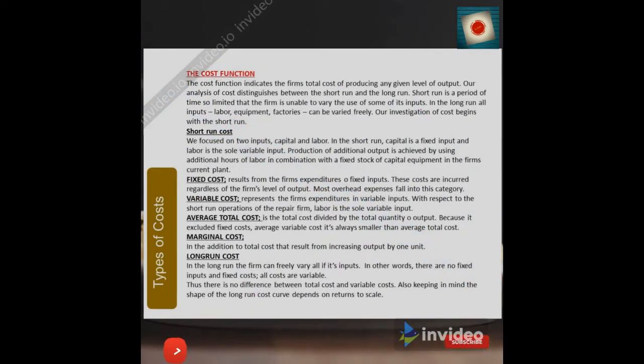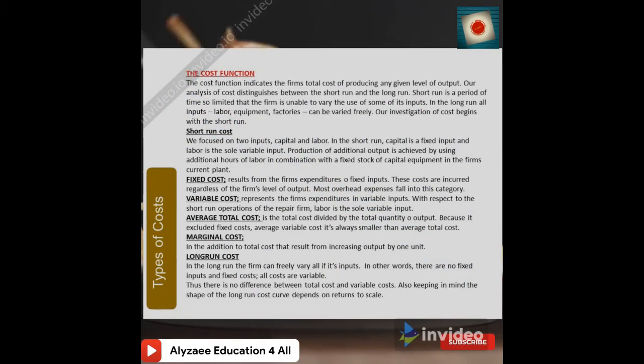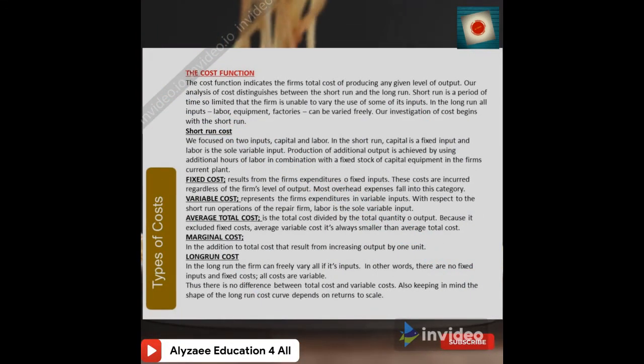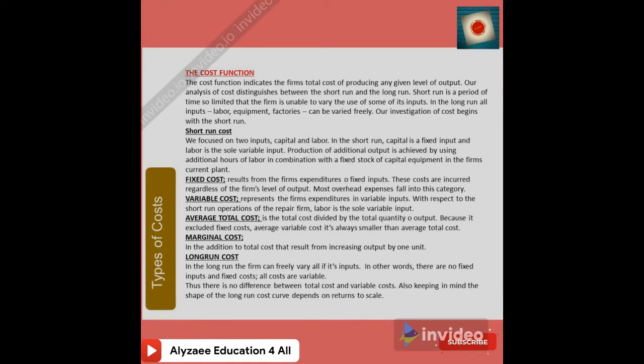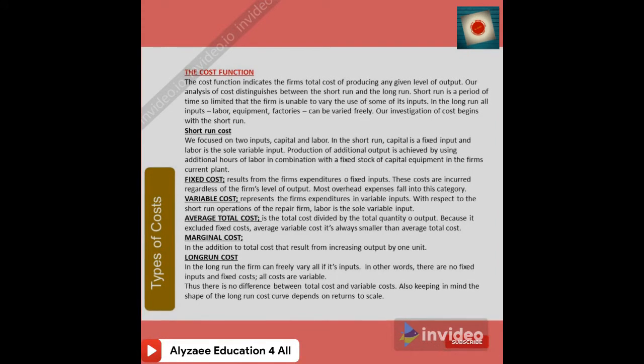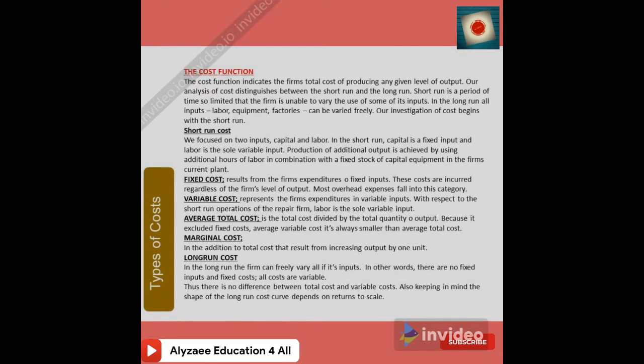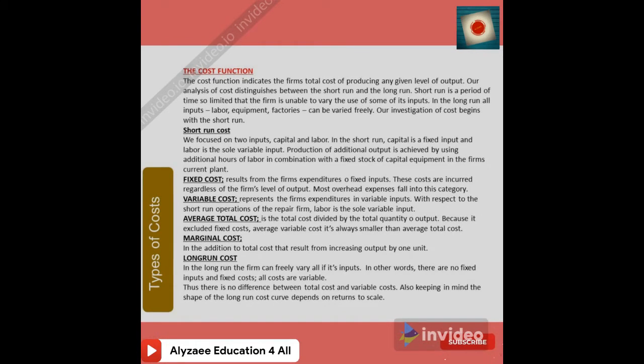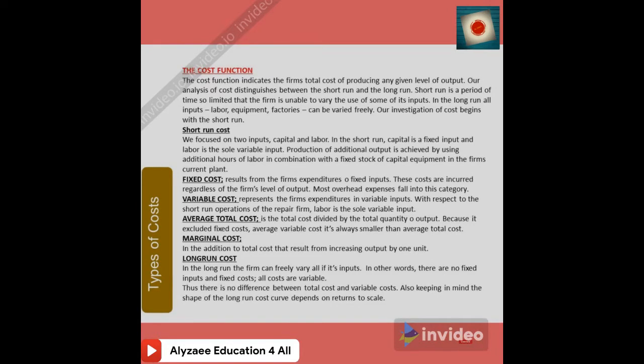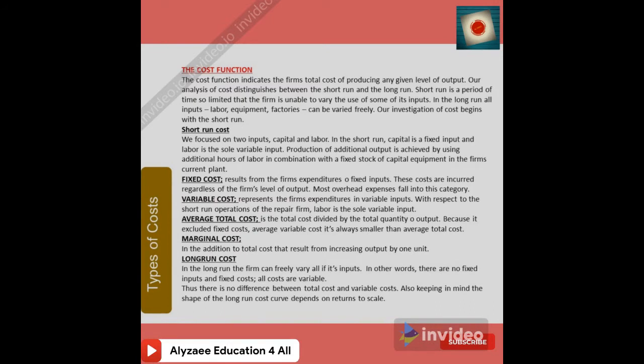Cost function. The cost function indicates the firm's total cost of producing a given level of output. Our analysis of cost distinguishes between the short run and the long run. The short run is a period of time so limited that the firm is unable to vary the use of some of its inputs, because the time period is short. In the long run, we have more time and can focus on more things. So in the long run, all inputs like labor, equipment, and factories can be varied freely. You have open time.